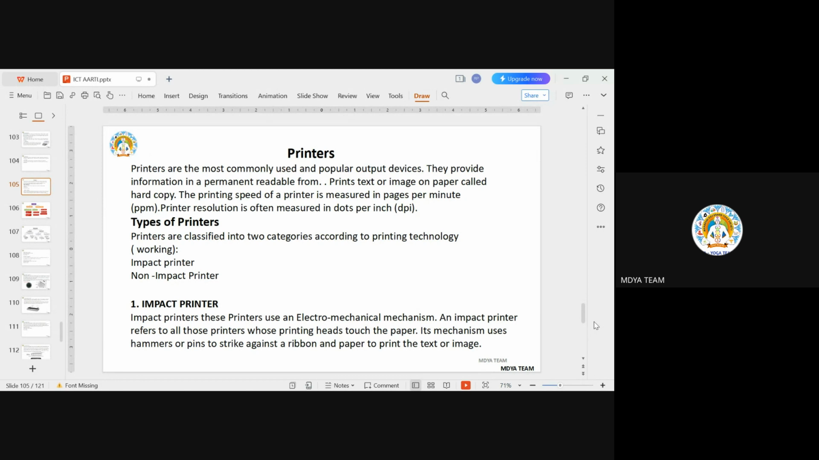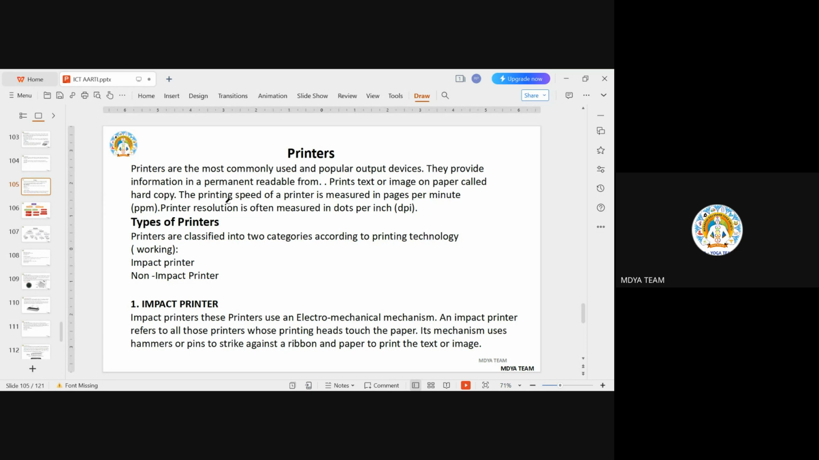Printers, as we know, are output devices. Printers are the most commonly used and popular output devices. When we want the data or information in hard form, then we use printers. They provide information in a permanent readable form. It's a hard copy, so it is a permanent readable form. A printer that prints text or images on paper produces what is called a hard copy.